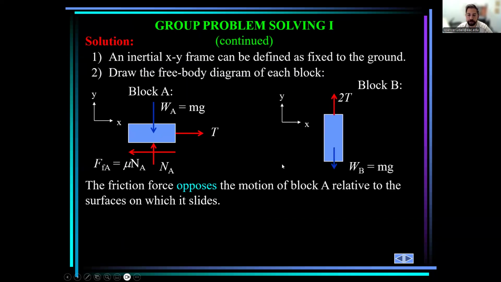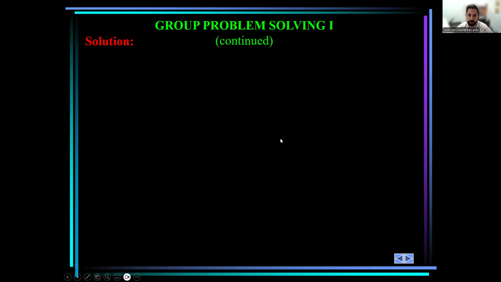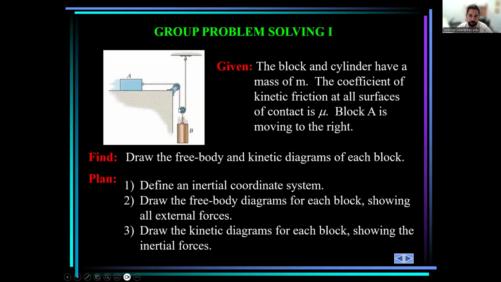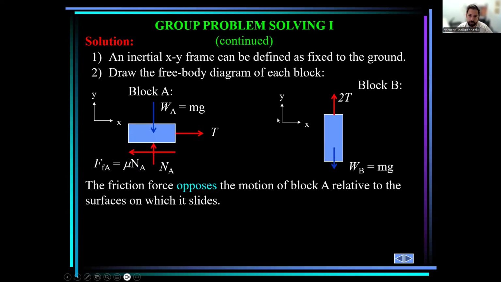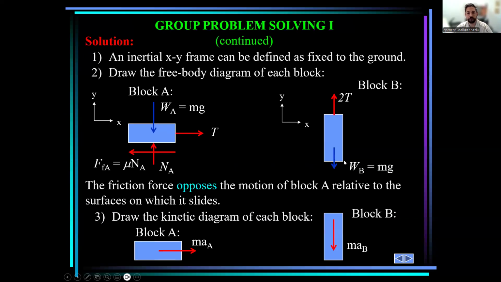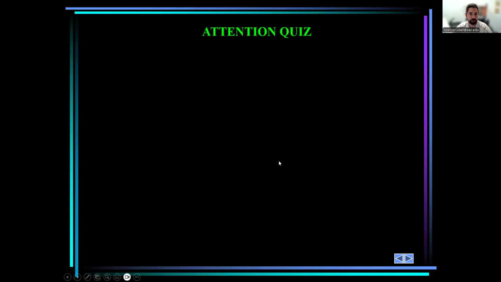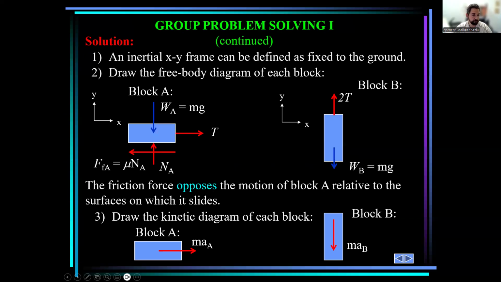Free body diagram again, just statics. And it's got, why does it have 2T? Let's look back at our picture. Oh yeah, it's got two ropes pulling up on it and one weight pulling down on it. Pretty simple for that guy.